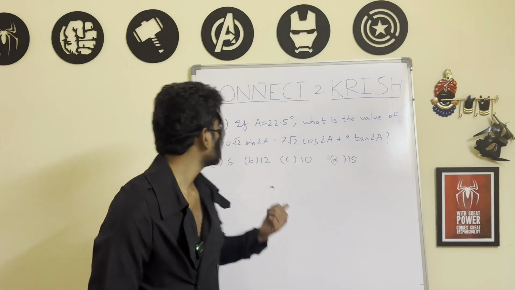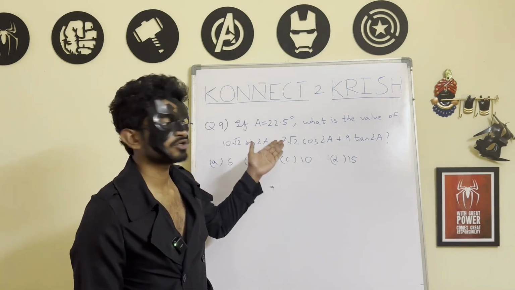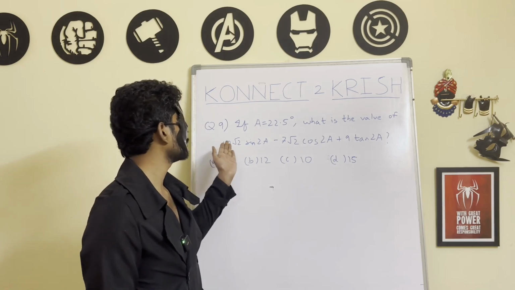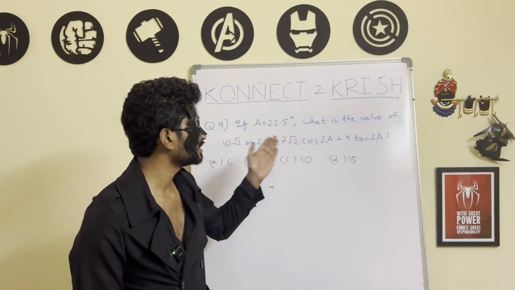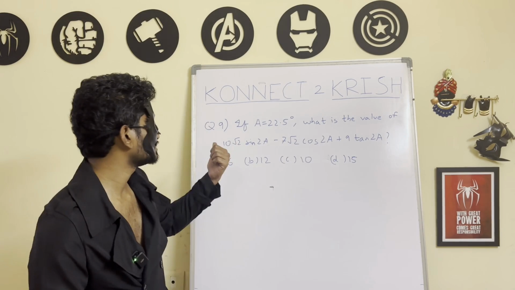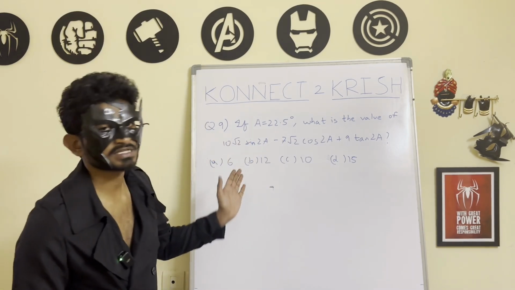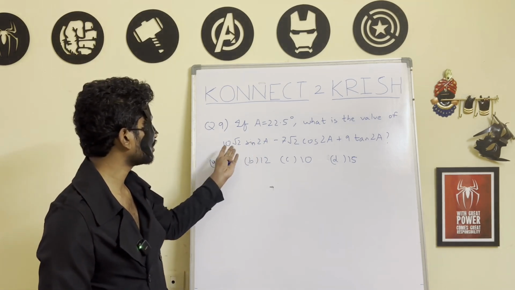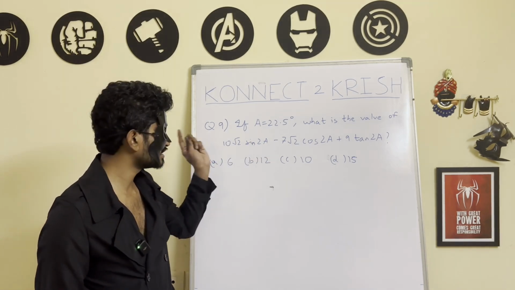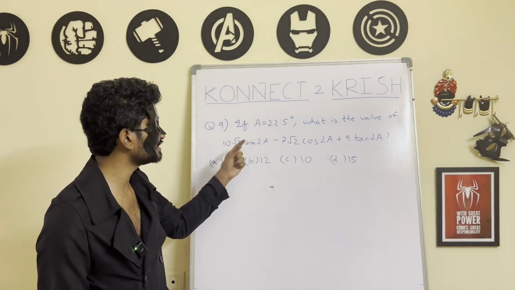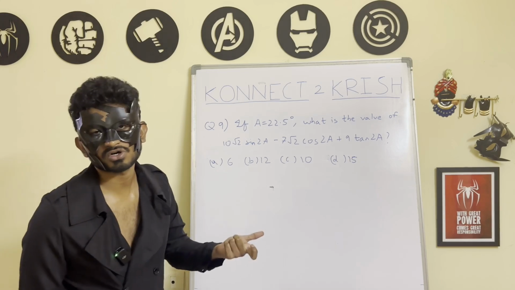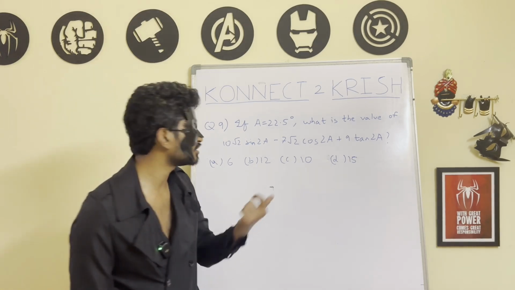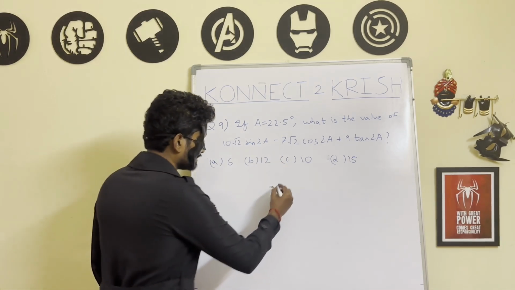So the next question is nothing but, guys, if A is equal to 22.5, what is the value of 10 root 2 sin 2A minus 7 root 2 cos 2A plus 9 tan 2A? Here this is a different type of question where the value of A is given, but it is also easy because the angle which is given in the question is 2A, which is nothing but 45 degrees. So you already know the value of 45, so this question will be quite simple to you.